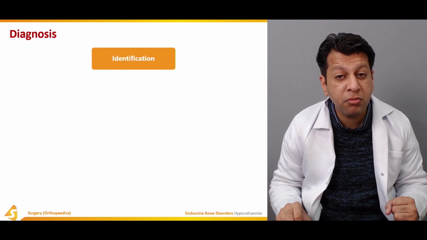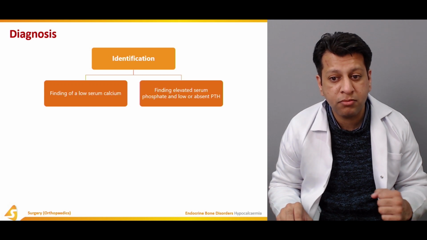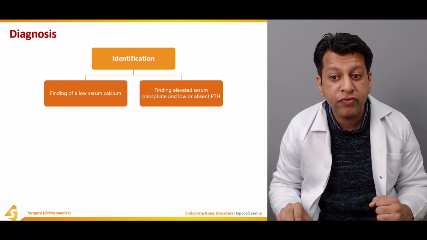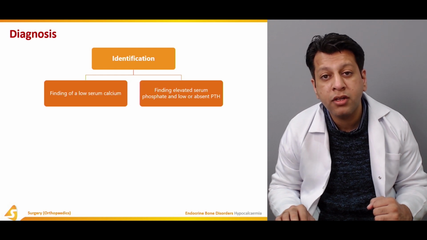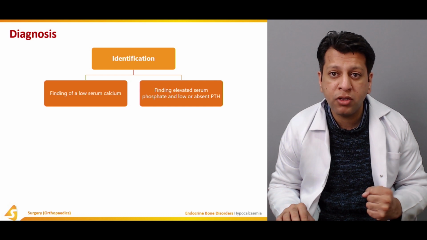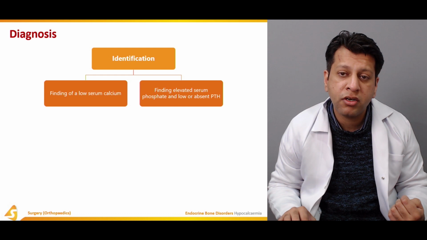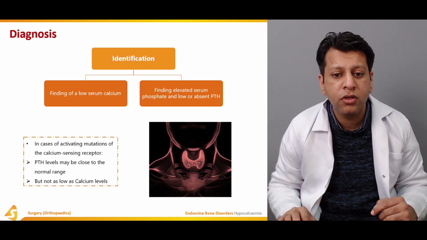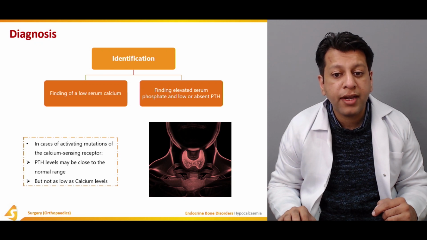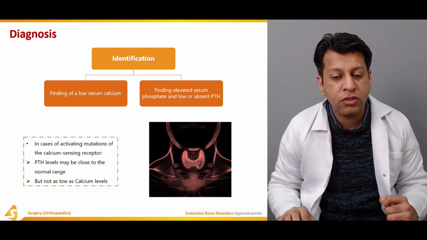Diagnosis of hypocalcemia is most commonly made by finding a low serum calcium, elevated serum phosphate, and low or absent PTH. Now that depends upon whether it is associated with hypoparathyroidism, then it would be low or absent. But if it is not associated with hypoparathyroidism, PTH may be normal, but still the calcium may be low. In case of activating mutation of calcium sensing receptors, PTH level may be close to the normal range, but not as low as the calcium levels.